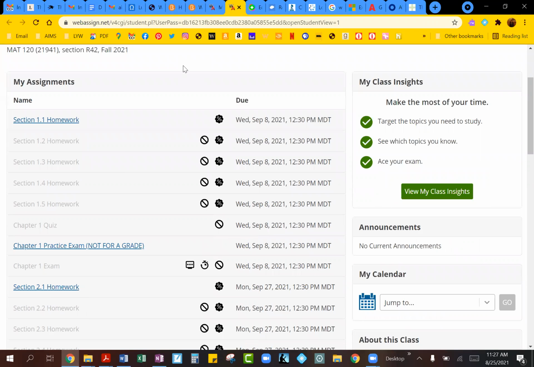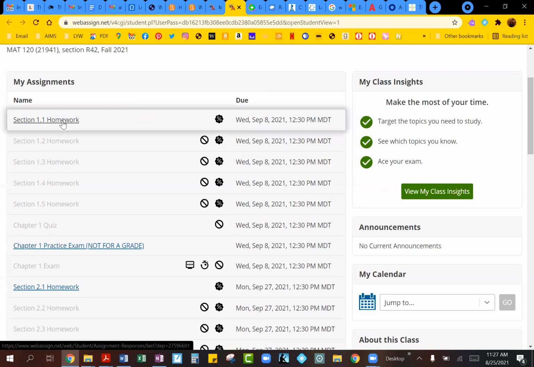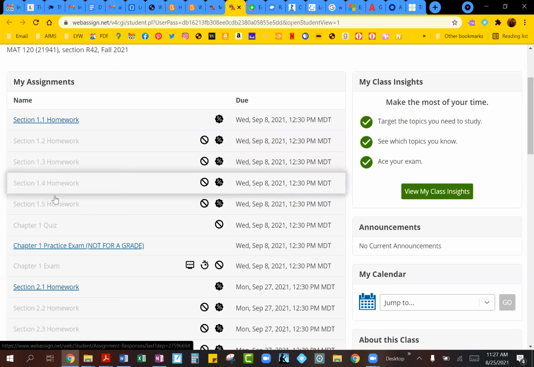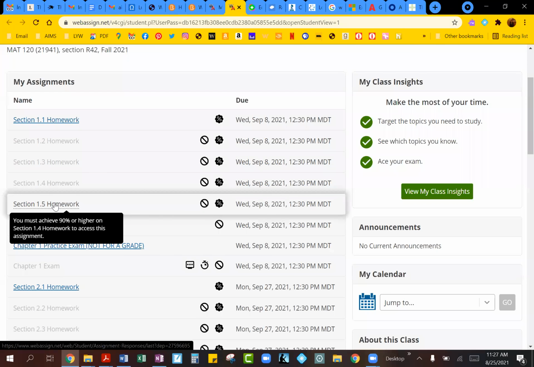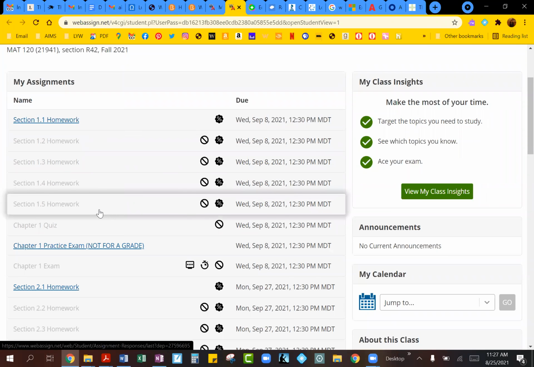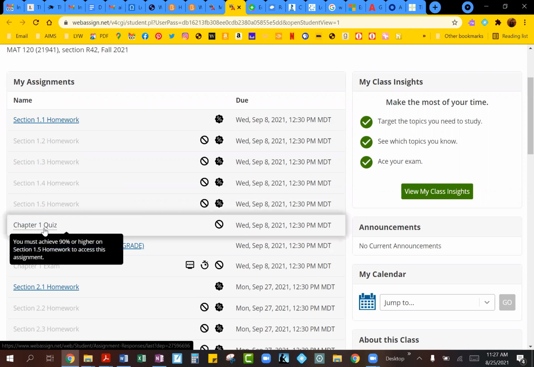assignments before you can get into quizzes and exams, the way WebAssign does it is you have to do one assignment at a time. So you will first have to start working on section 1.1 homework. You will need to get 90% on that before the 1.2 homework will open up. And same thing as you go all the way down to 1.5. So you have to do one assignment at a time. And then once you have all 5 of these assignments done with the 90%, then the quiz will open up, because the quiz of course is waiting for section 1.5 to have 90% on it.